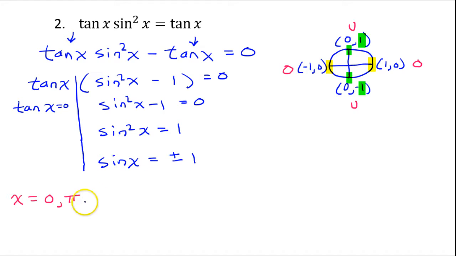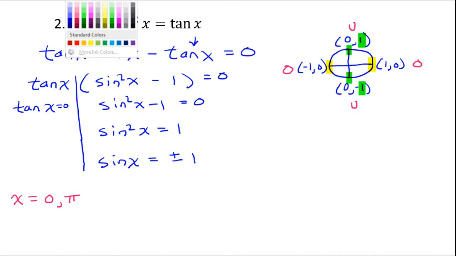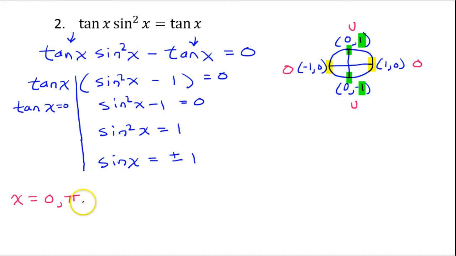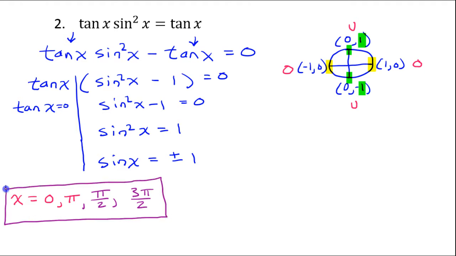So I'm going to have two additional solutions that I'm going to add on to my list: pi over 2 and 3 pi over 2. So these are the four solutions to number 2.